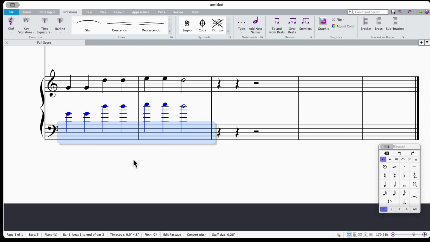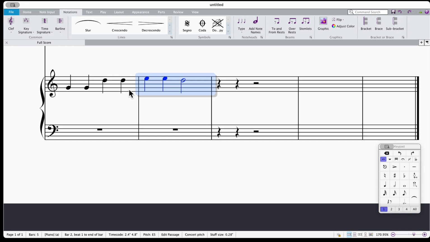Yeah, that's just crazy, right? Nobody wants to try to count all of those ledger lines and discern that in the bass clef. So obviously we're going to write that in the treble clef. Same thing if I were to do it in the bass clef.